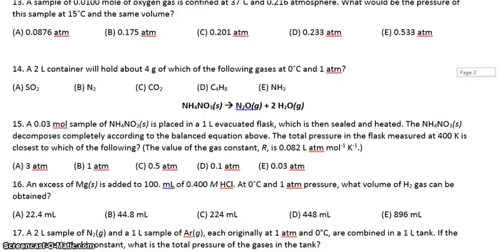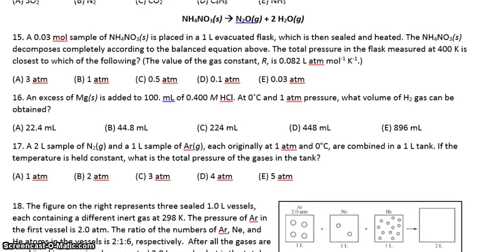And let's finish up with number 15. Here we have 0.03 moles of a sample of ammonium nitrate, which is placed in a 1 liter flask, which is sealed and heated. All the ammonium nitrate decomposes. According to the equation above, what is the total pressure in the flask at 400 K? We're asking for the total pressure.